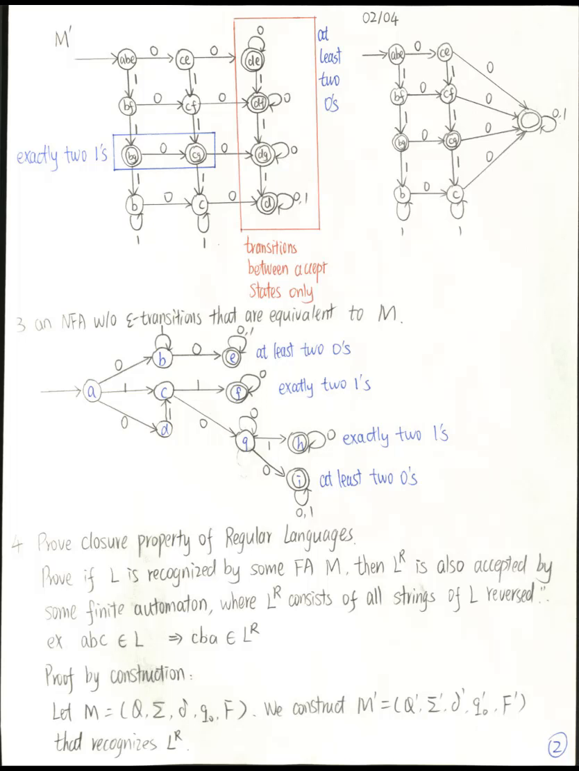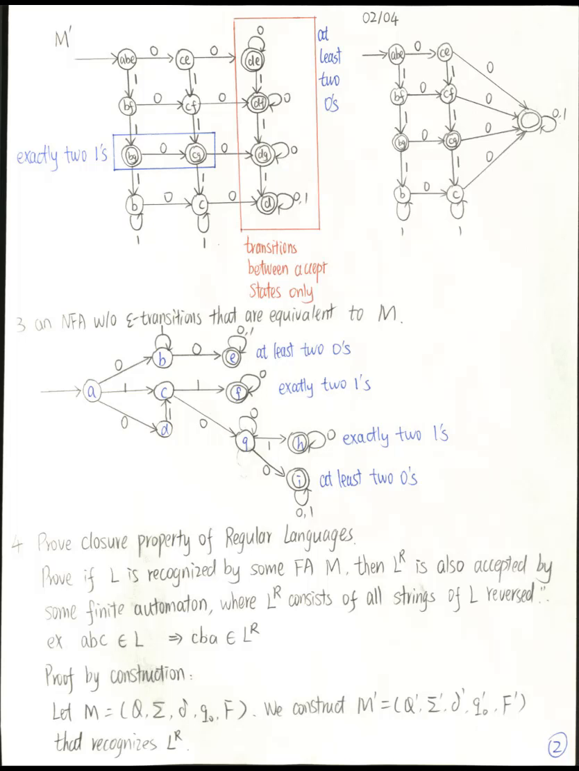What is this L^R? L^R consists of the set of strings of L reversed. For example, if ABC is in L, then CBA is in L^R. So L^R will have the same number of strings as L, but each string in this L^R is the reversed string of this L. This L^R should contain exactly that many strings as L.